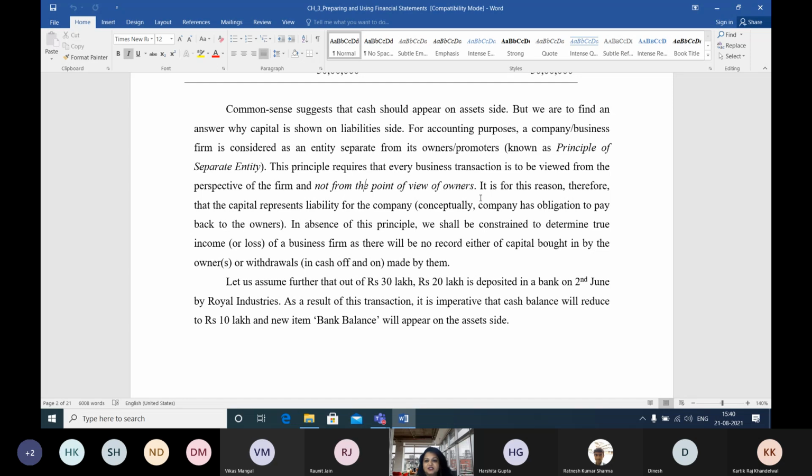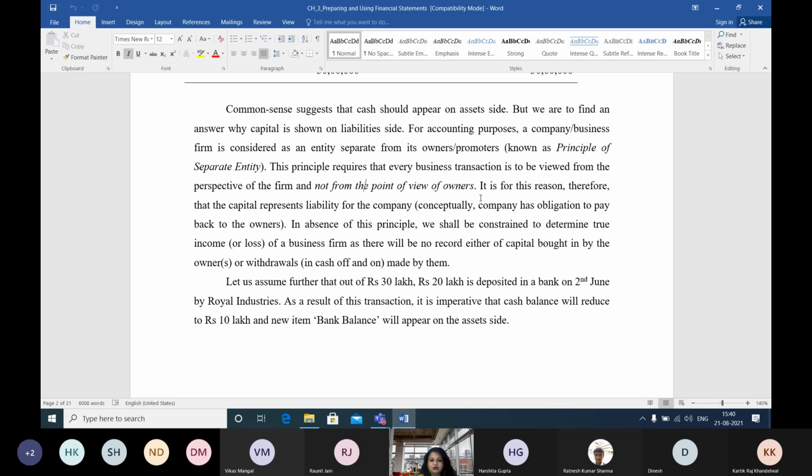In the absence of this principle, we shall be constrained to determine the true income or loss of a business firm, as there will be no record either of capital brought in by the owners or withdrawals in cash off and on made by them. So, एक चीज, whether the owner is giving us money or he or she is taking out money for their own personal use, everything is recorded in the books of the company. Only then can we understand the true and fair financial position of the business.